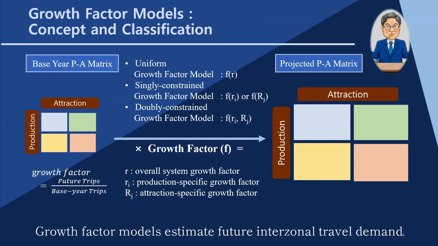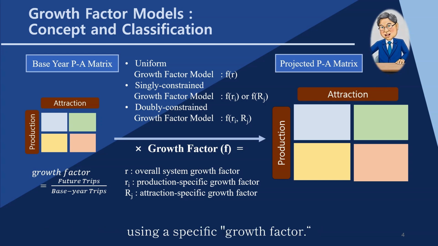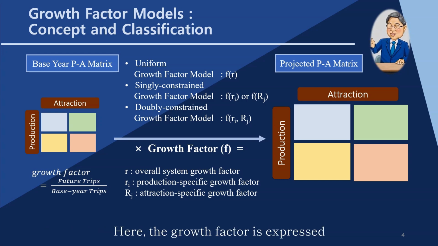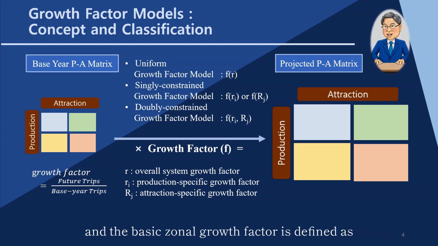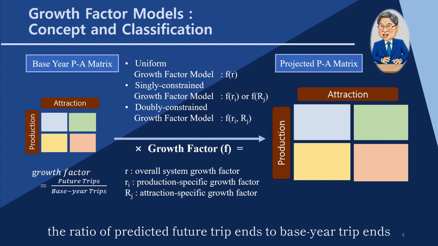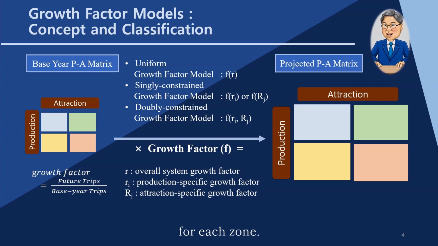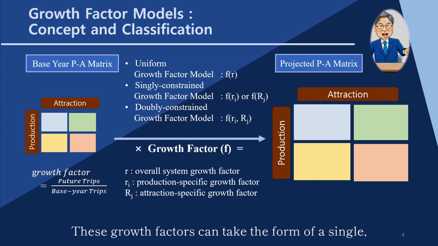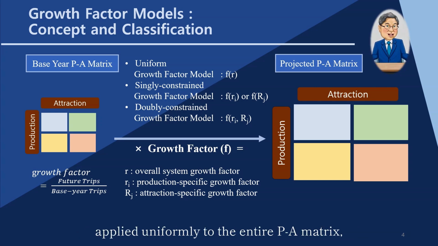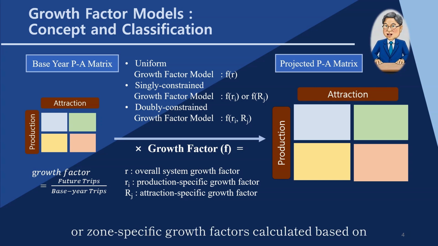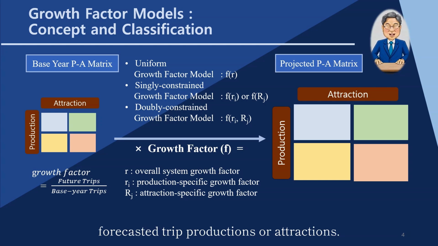Growth factor models estimate future interzonal travel demand by scaling base year trip volumes using a specific growth factor. Here, the growth factor is expressed as a function of base year and predicted future trip volumes, and the basic zonal growth factor is defined as the ratio of predicted future trip ends to base year trip ends for each zone. These growth factors can take the form of a single system-wide average growth factor applied uniformly to the entire PA matrix, or zone-specific growth factors calculated based on forecasted trip productions or attractions.